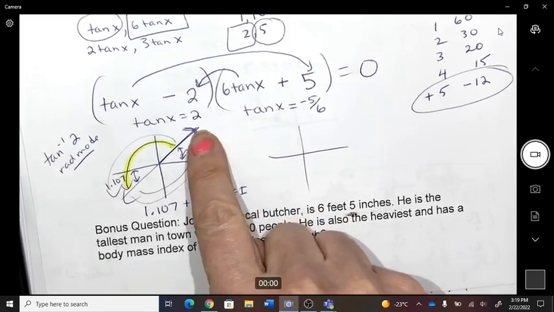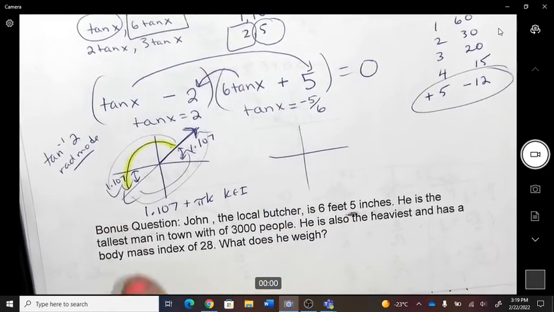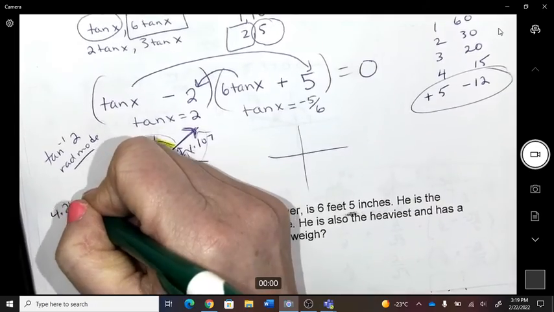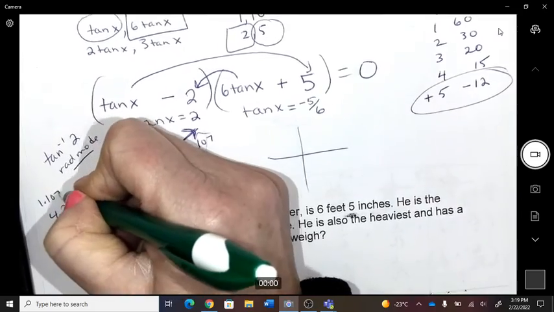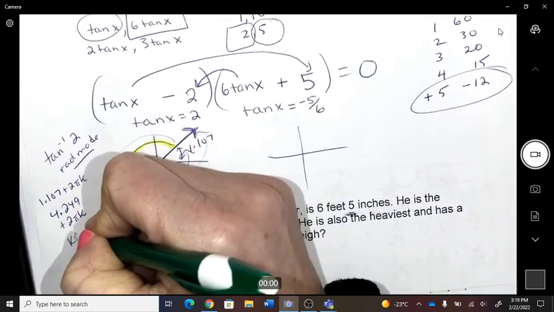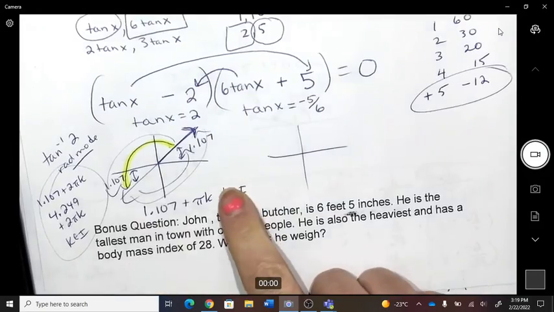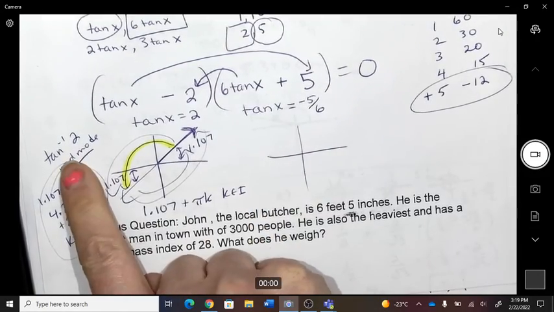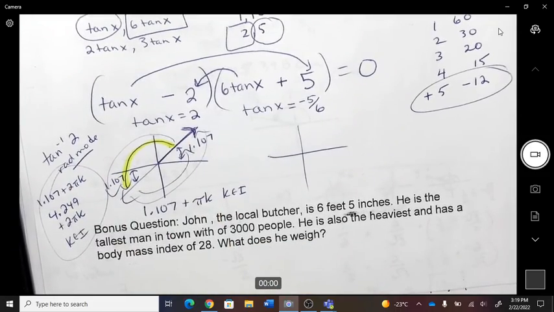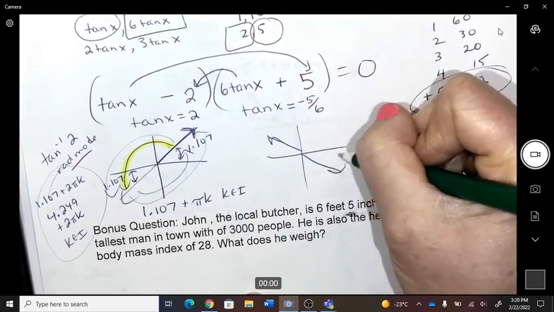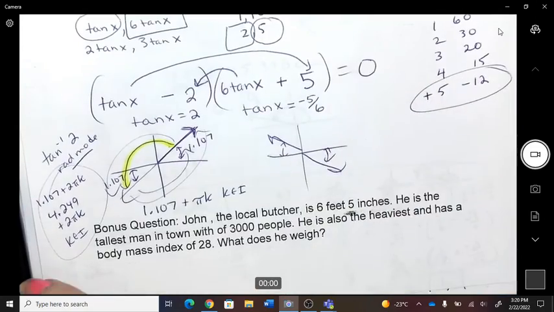You could have answered this number, just done 4.249 plus 2 pi k. How did you get the 1.107? You could have answered that as well. What's this number? I did tan inverse 2 in radian mode. Okay. Can you try this one? So tan is going to be in the opposite quadrants. See what you can do on your own here. And this one will also work in that pi rotation way.